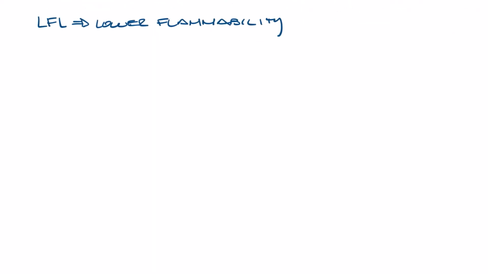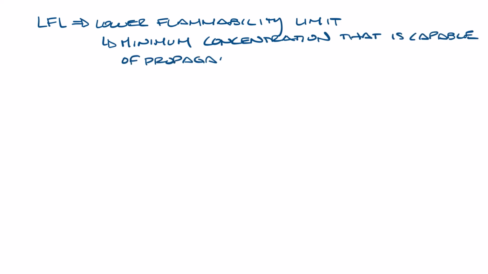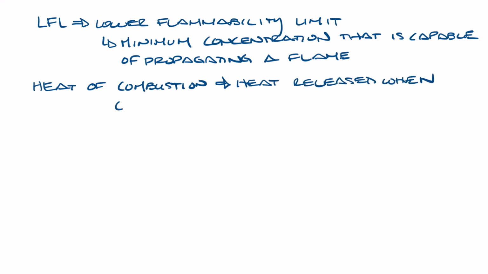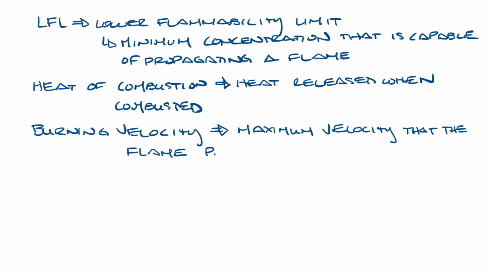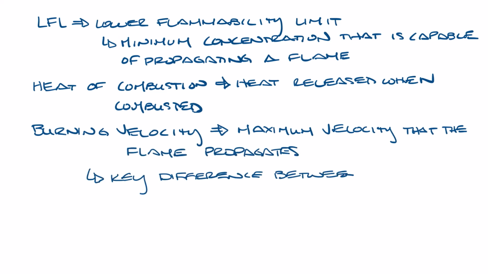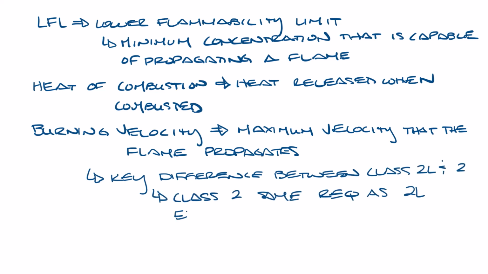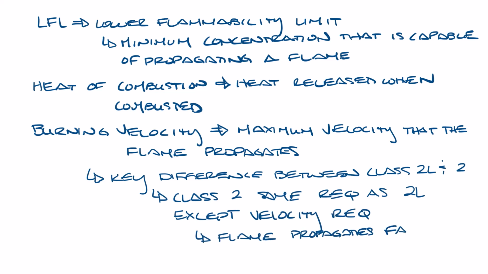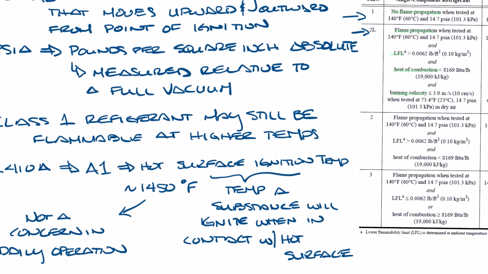LFL is lower flammability limit, which is the minimum concentration of a substance that is capable of propagating a flame. Heat of combustion is the heat released when a substance is combusted, and burning velocity is the maximum velocity at which the flame propagates. And this velocity is the key difference between a Class 2L and Class 2 refrigerant. Class 2 has all the same requirements except for the velocity requirement, which means that the flame would propagate faster in Class 2 refrigerants.